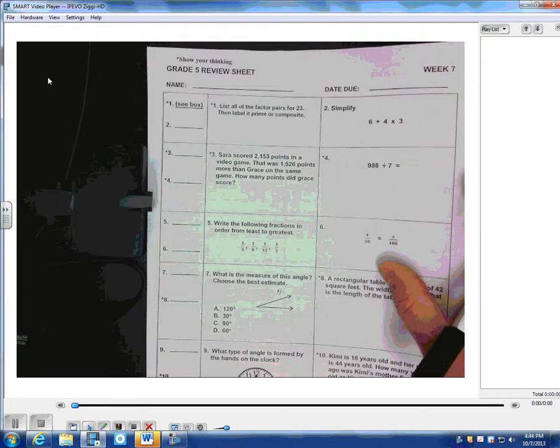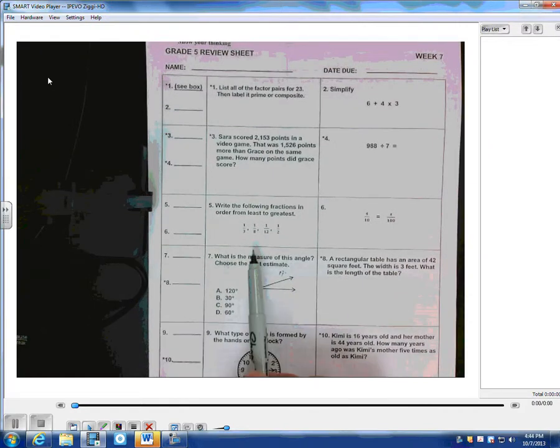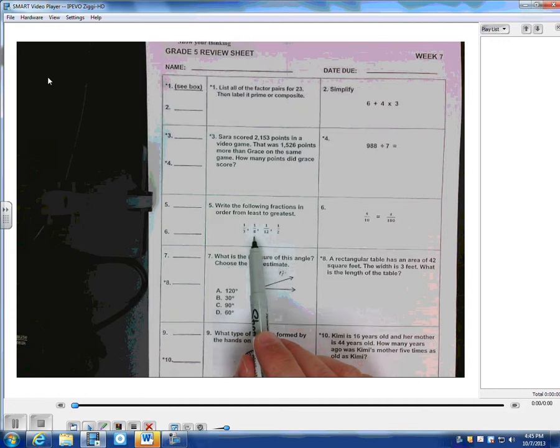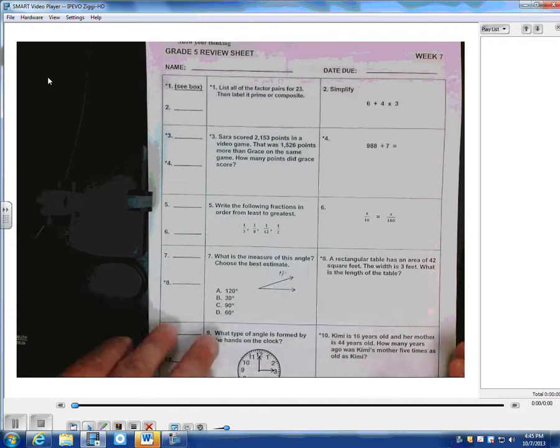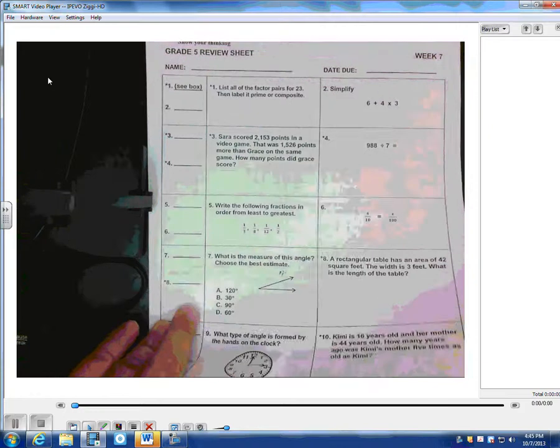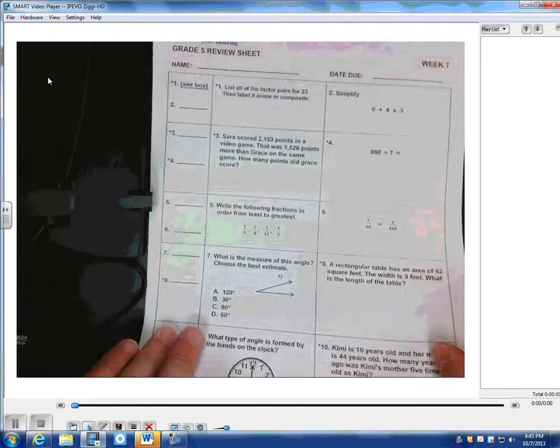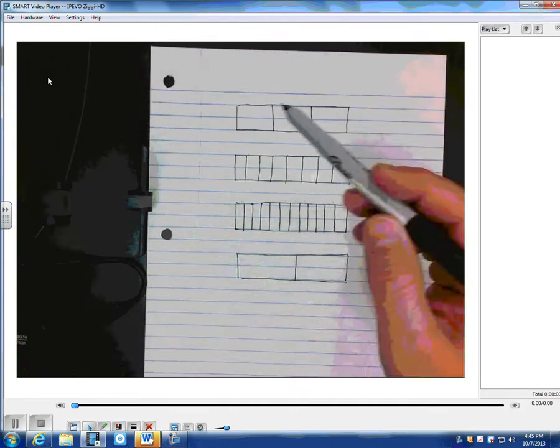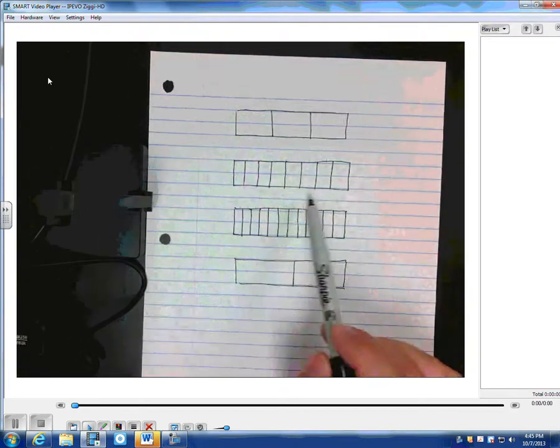And the last problem I'm going to go over is number 5. Okay? Number 5 says, write the following fractions in order from least to greatest. From least to greatest. And you have 1/3, 1/8, 1/12, and 1/2. So we're putting them in order from smallest to biggest. Okay? What I have already done ahead of time is I drew a picture. Okay? And I try to make each picture, each rectangle, the exact same size, if you notice.